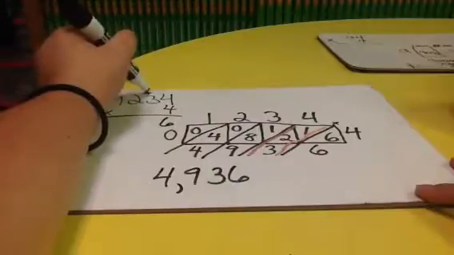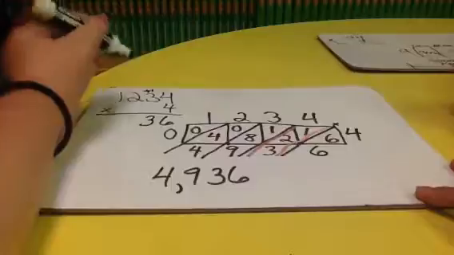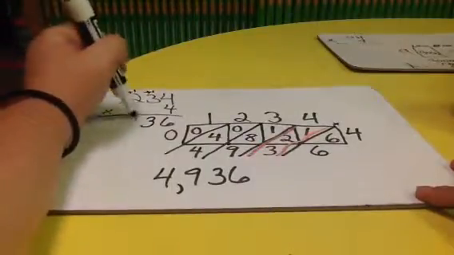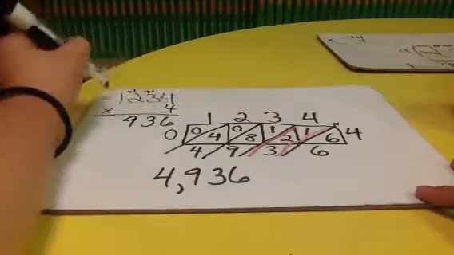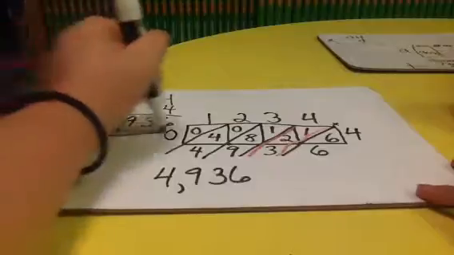4 times 4 is 16. Regroup that 1. 4 times 3 is 12. Plus 1 is 13. Regroup that 1. 4 times 2 is 8. Plus 1 is 9. And then 4 times 1 is 4. And I got the same product.